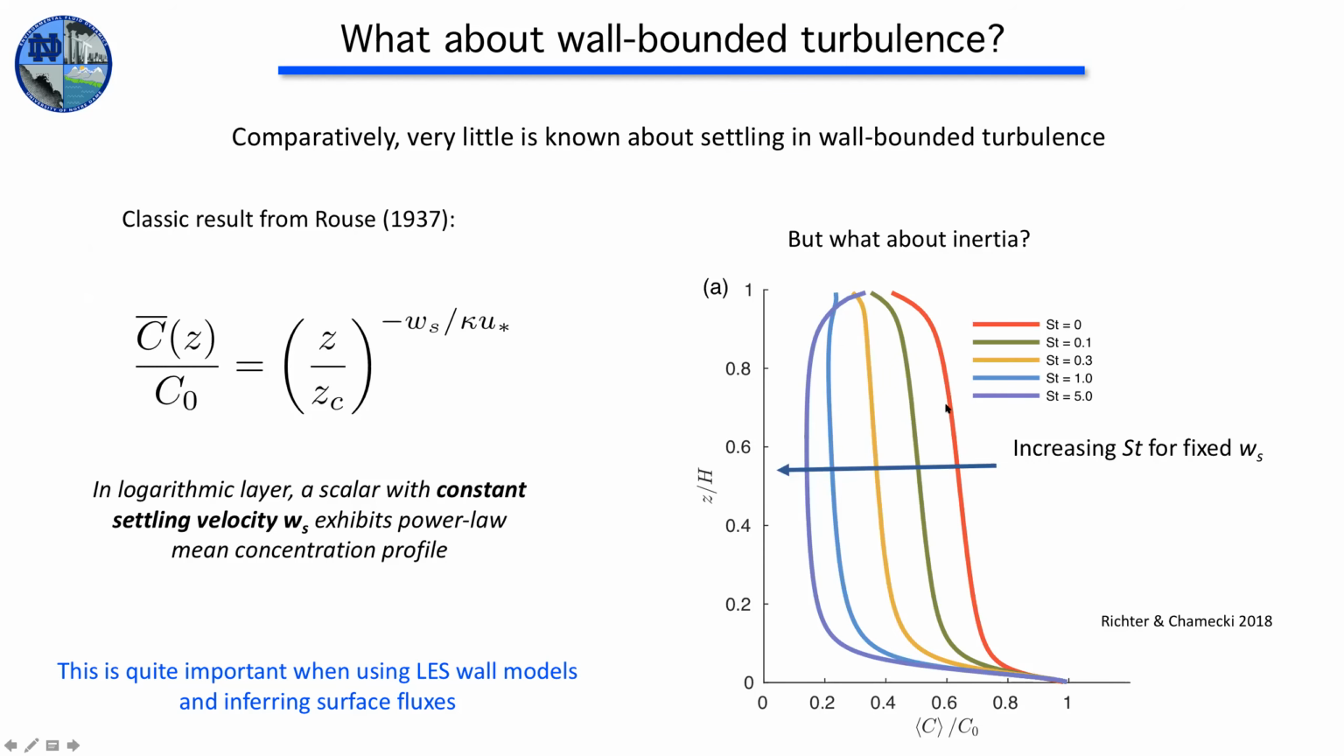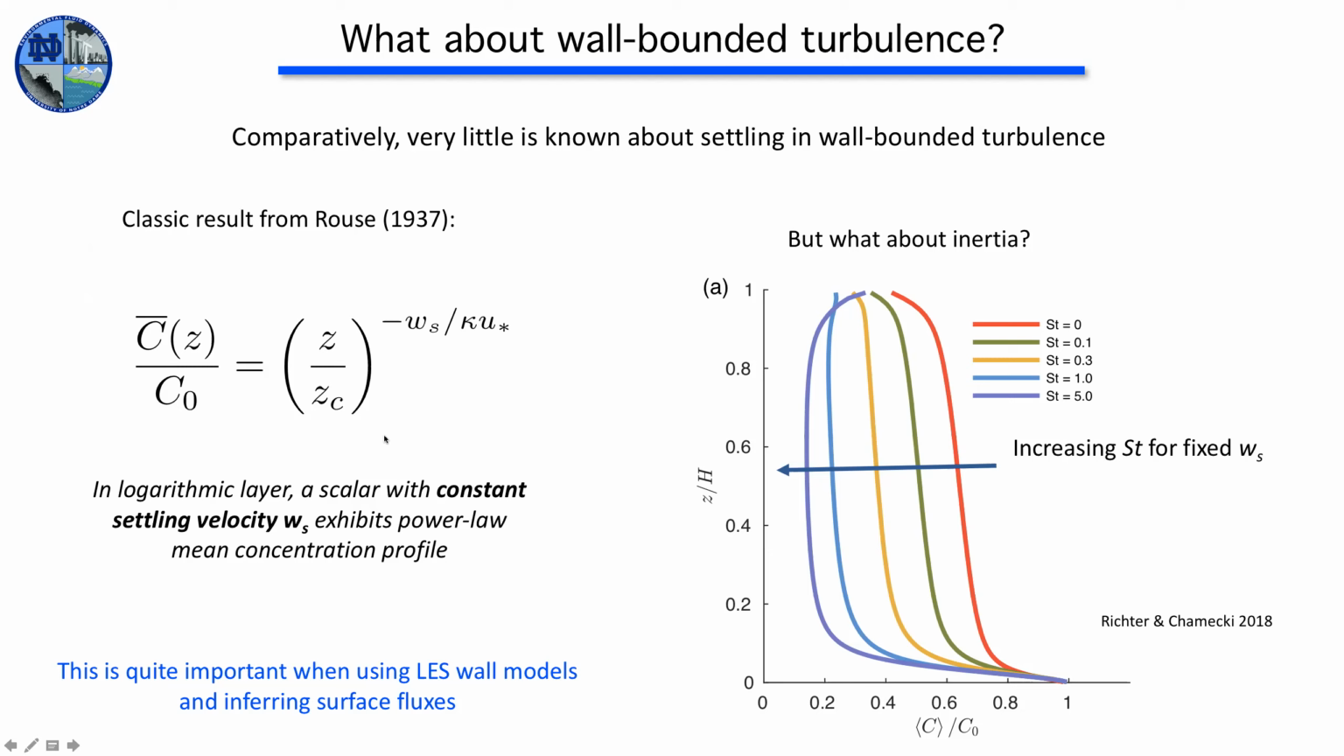And so there's a study that Marcelo Cemecchi and I did a couple years ago where we said, all right, look, I'm not going to get into the details of this, but this red line here is for a Stokes number of 0. That is the Rouse profile. For fixed settling velocity, if you just simply increase the inertia, you actually see a drastic change in the concentration profile itself. So if you start to add inertia to the system, this relationship right here is violated.